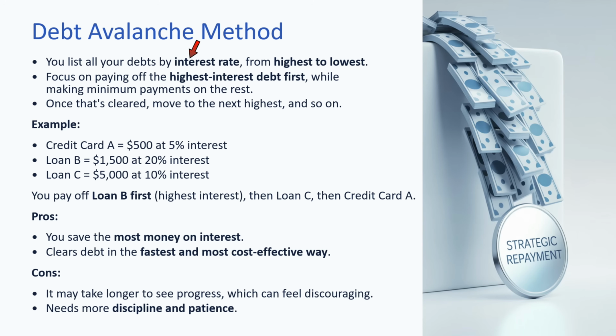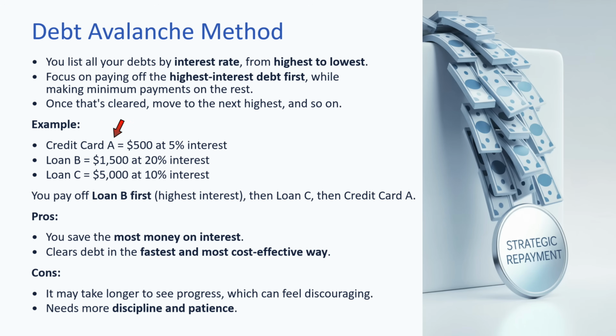Now we will see the debt avalanche method. You list all your debts by interest rate from highest to lowest. Focus on paying off the highest interest rate debt first while making minimum payments on the rest. Once that is cleared, move to the next highest interest rate debt and so on.